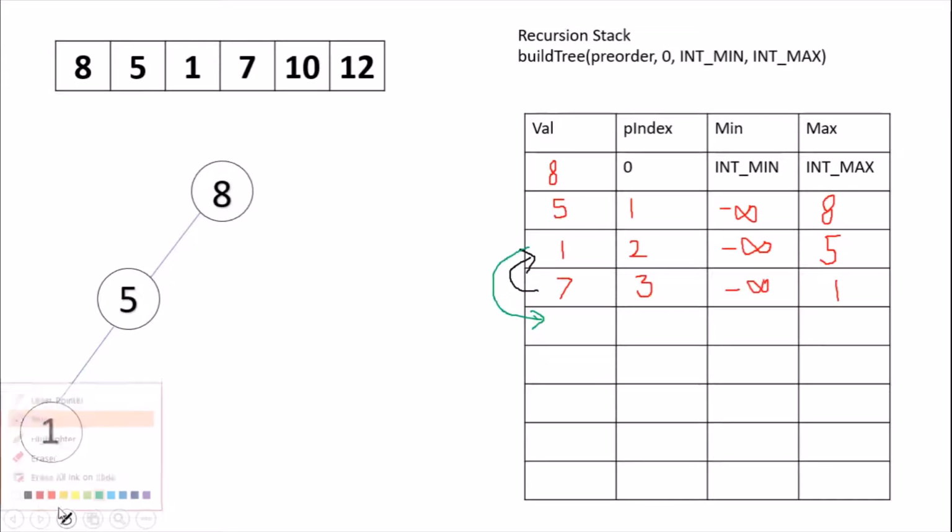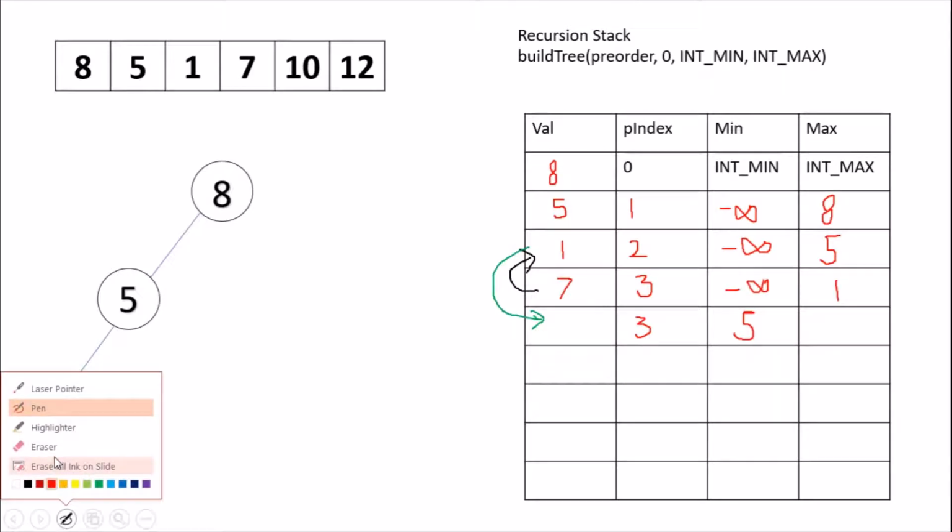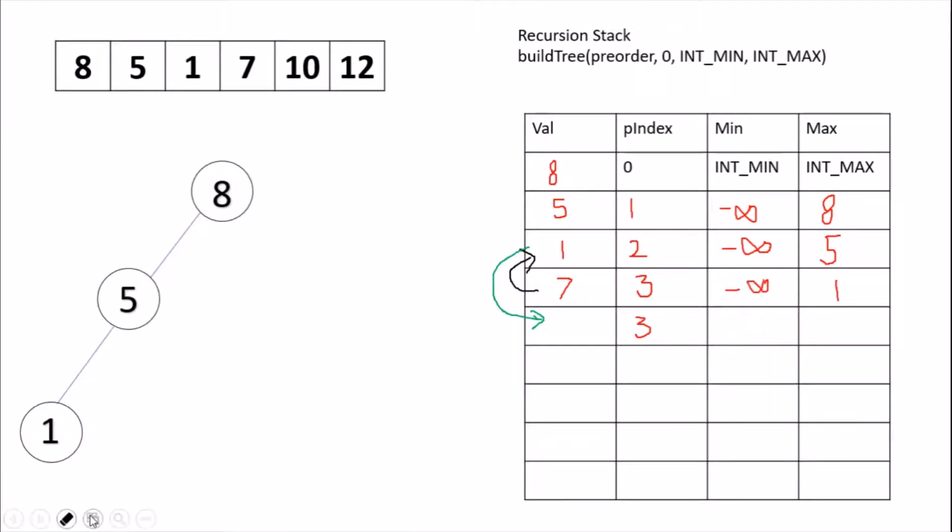Now the p index is 3 and what will be the int max? Int max will be 5, because at this level of recursion the int max is 5, so 5 will be passed on to the next call. Sorry, 5 should be the maximum and the minimum should be 1.